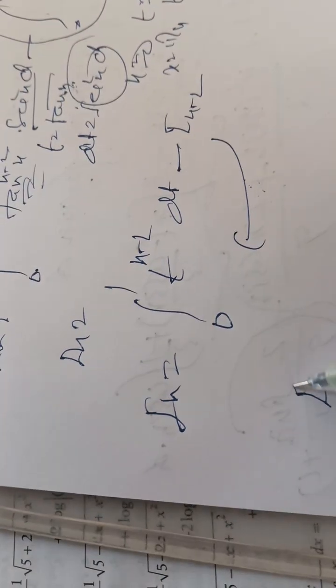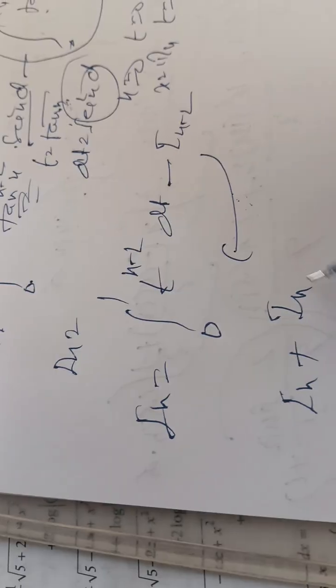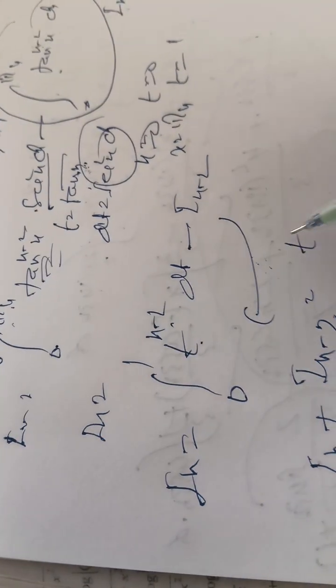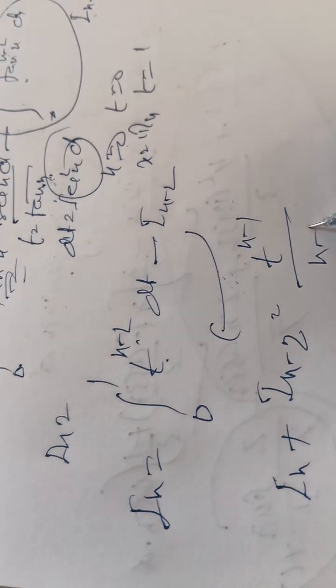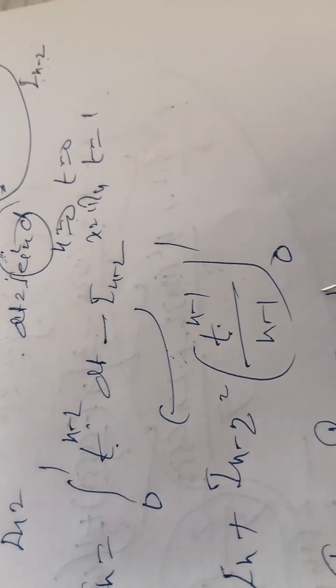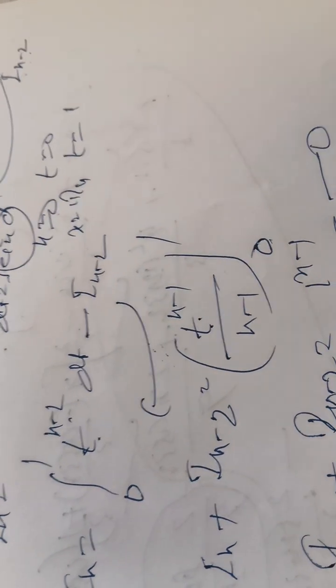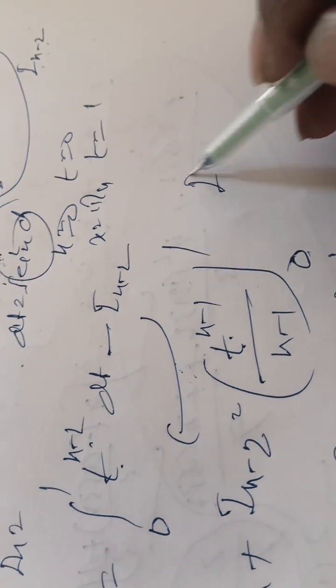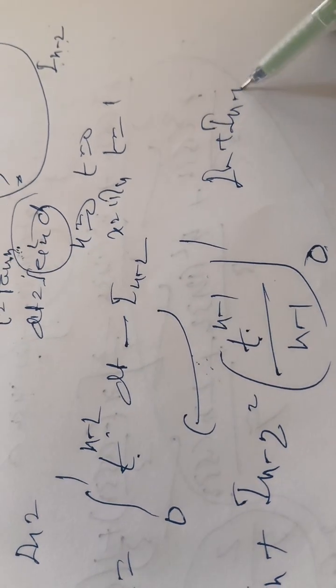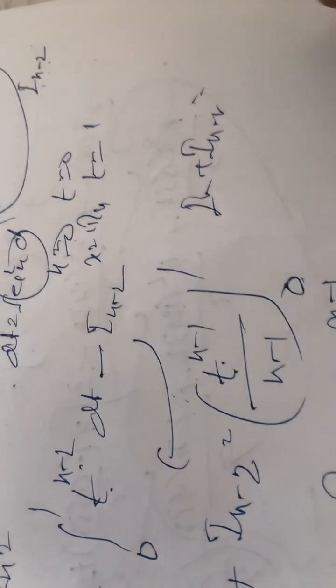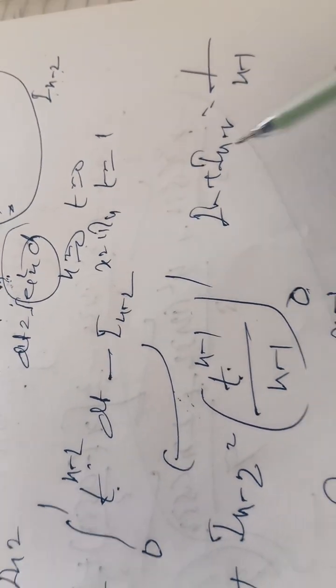Bringing it to the left, In plus I n minus 2 is equal to the integration of t power n minus 2, which is nothing but t power n minus 1 divided by n minus 1, from 0 to 1. In plus I n minus 2 is equal to, applying the limits, upper limit 1 power n minus 1 divided by n minus 1, minus 0. So In plus I n minus 2 is equal to 1 power n minus 1 by n minus 1.